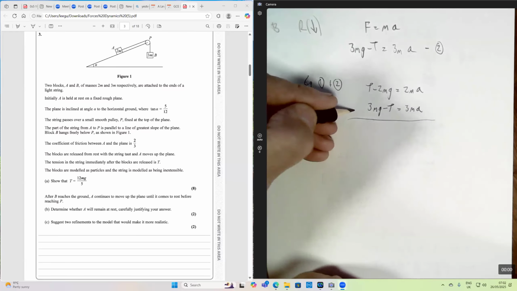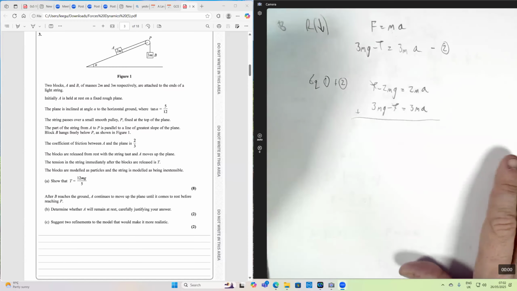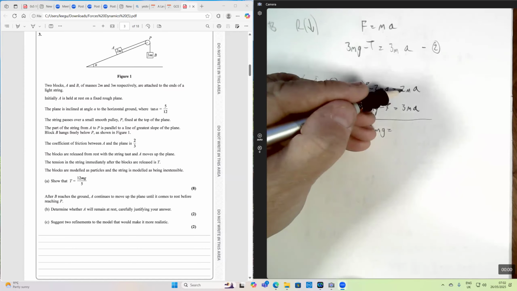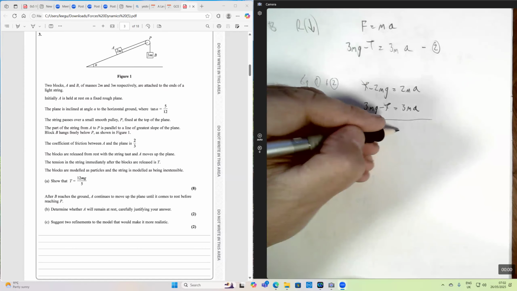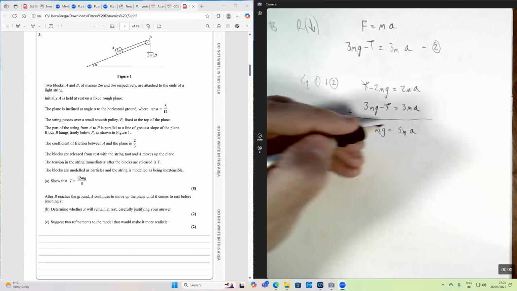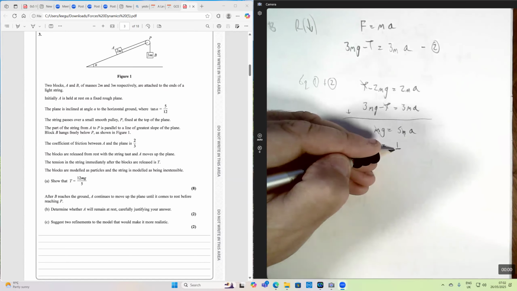So I'm going to add these two equations together. The T's are going to cancel, and 3 take away 2 is just going to give me mg. And then I'm going to have 3 add 2 is going to be 5ma. My m's will cancel, and so my acceleration turns out to be 1/5 of g, which is super nice.